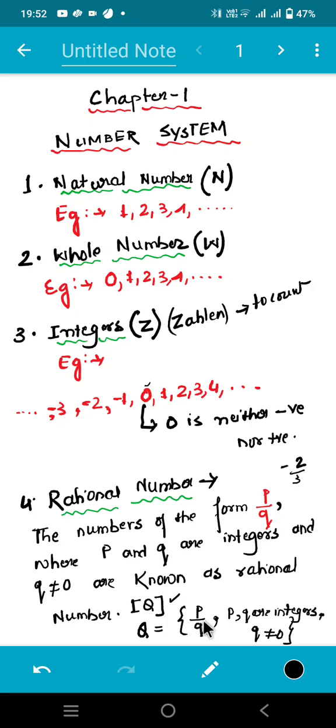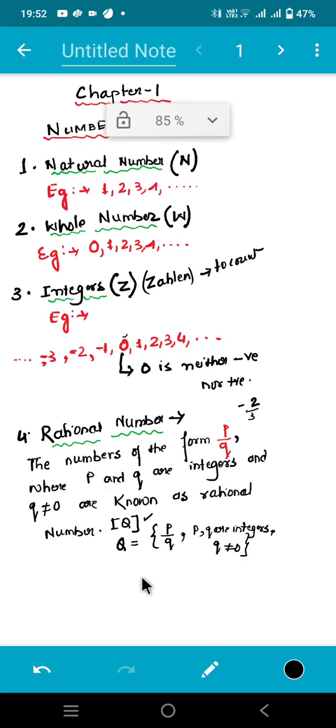So what is a rational number? It should be in the form of p by q, where p and q are integers and q should not be equal to 0. Now some students will ask me, why should q not be equal to 0? Suppose I write 2 by 0, students.